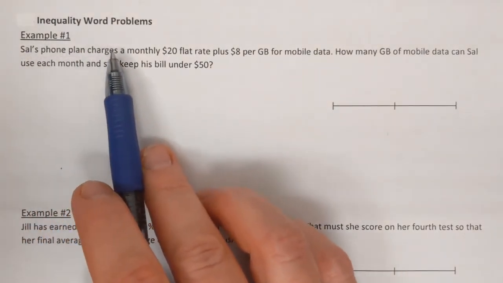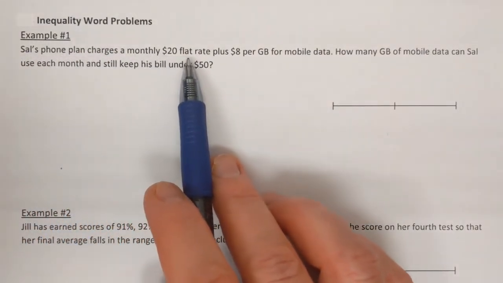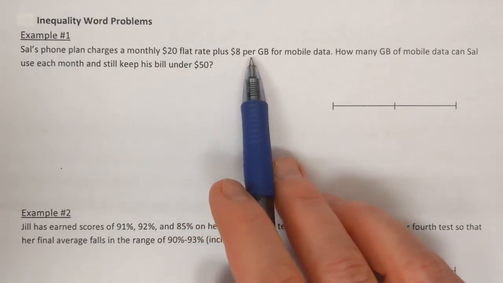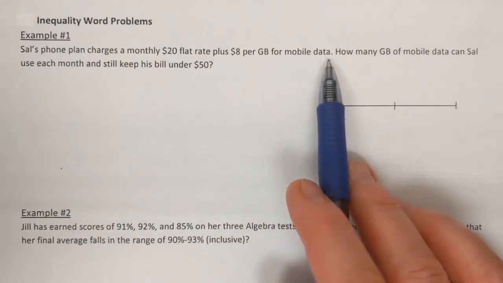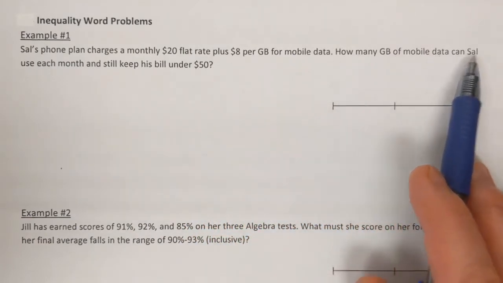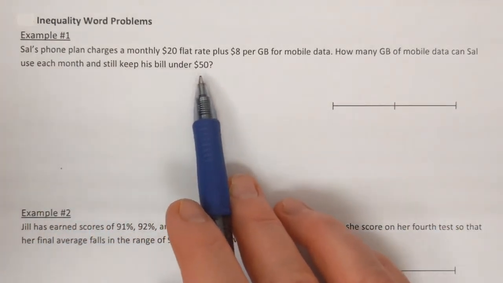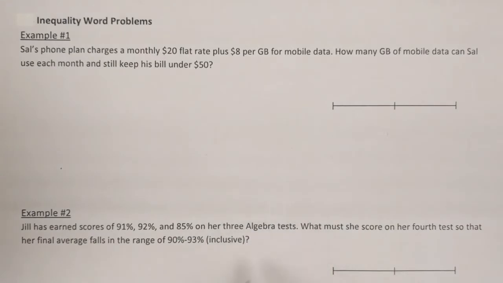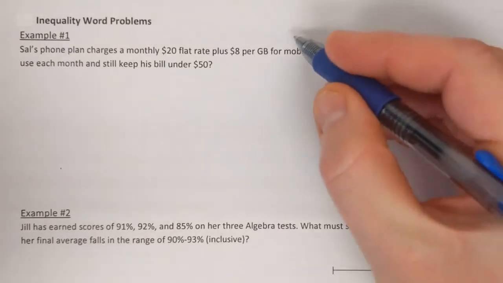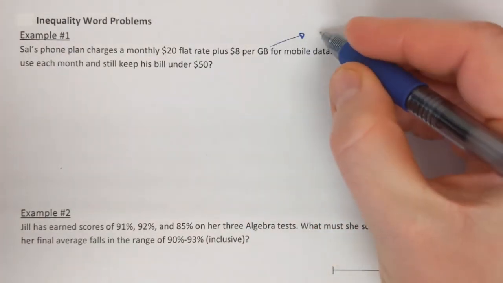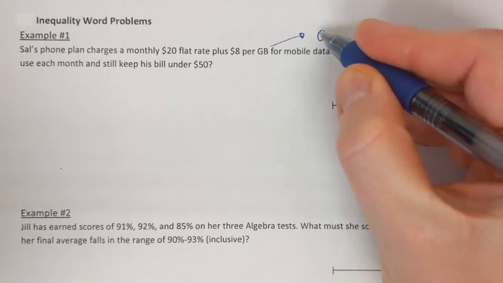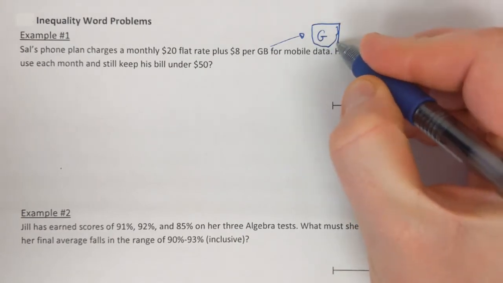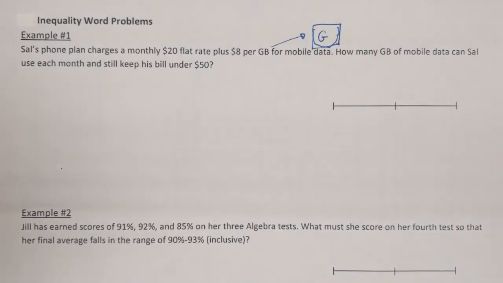Sal's phone plan charges a monthly $20 flat rate plus $8 per gigabyte for mobile data. How many gigabytes of mobile data can Sal use each month and still keep his bill under $50? And let's go ahead and just assign a variable for gigabytes. We're going to call this variable G. Okay, so the variable is G.